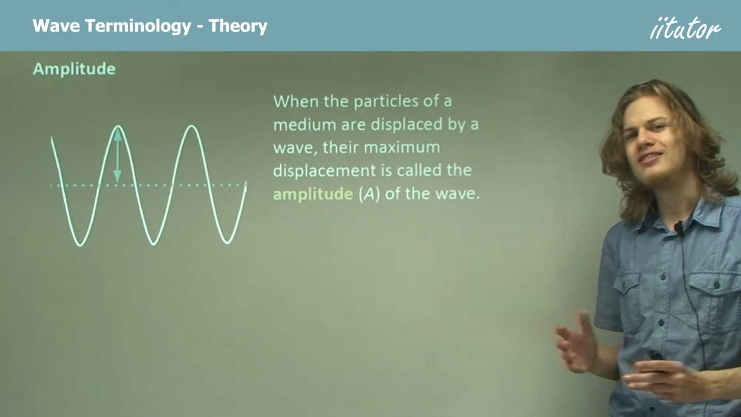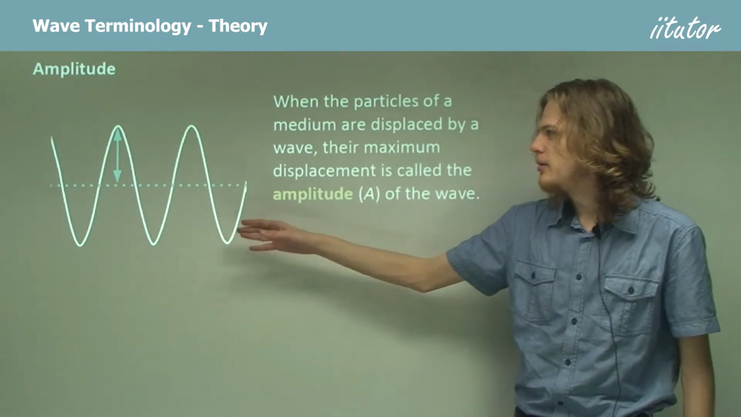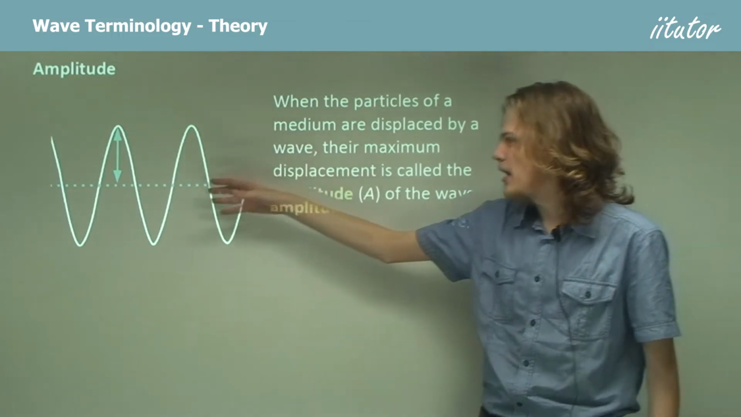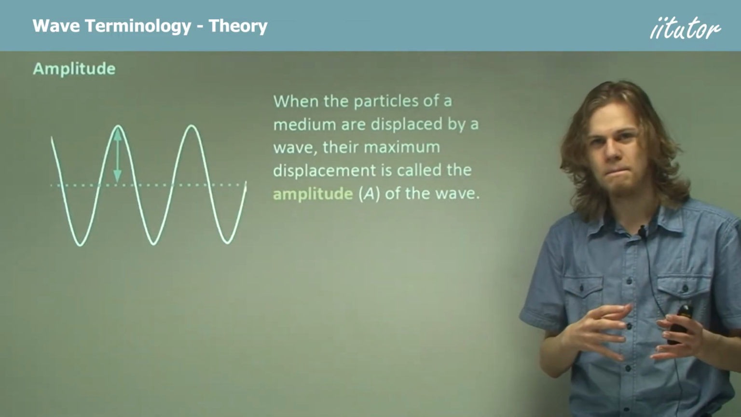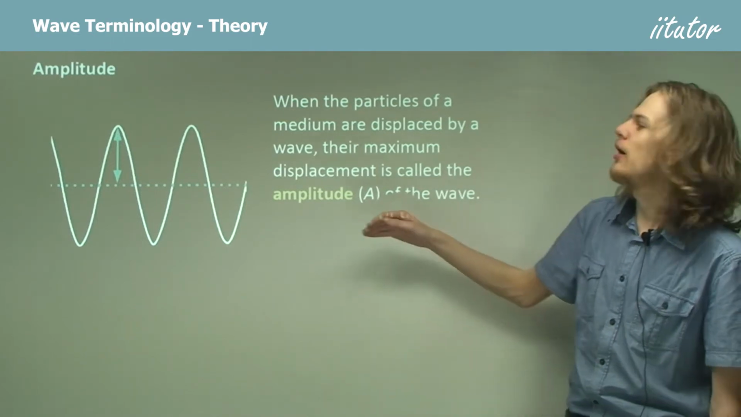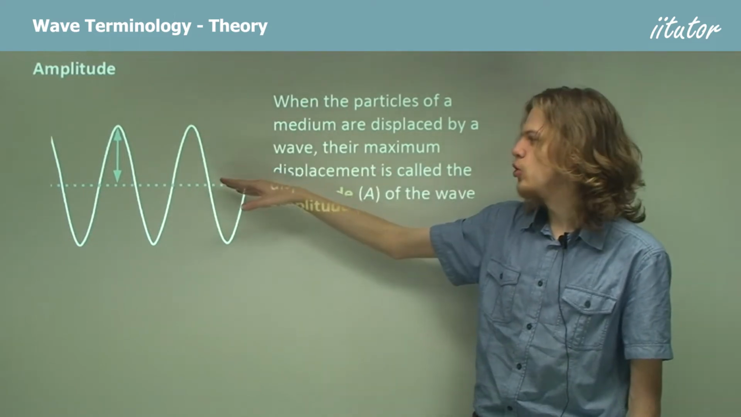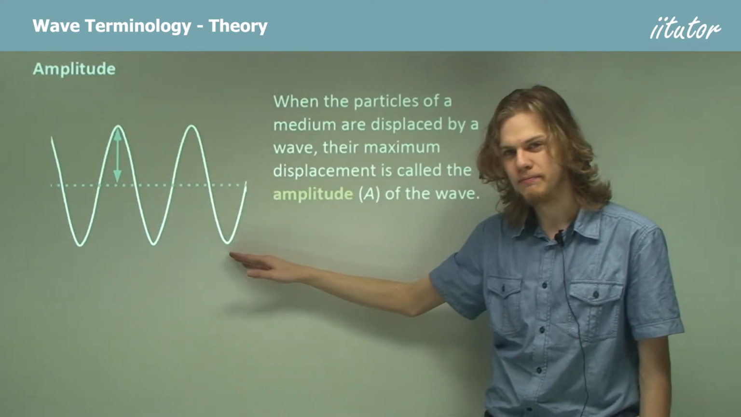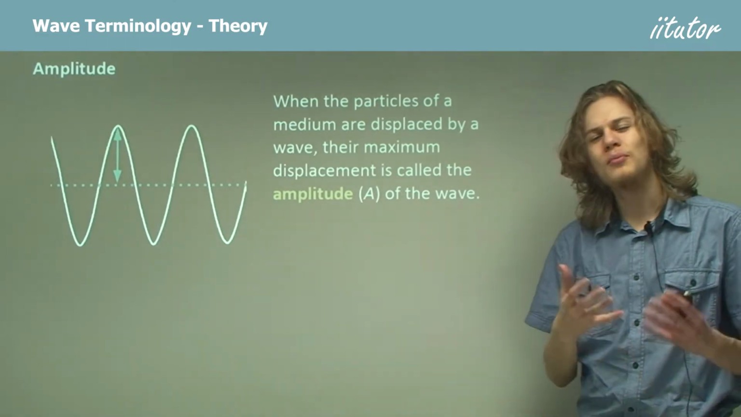Next thing we'll be talking about is amplitude. As we can see from this diagram over here, amplitude is the maximum displacement of a particle away from its rest position. So this is the amplitude of the wave. We can measure it by starting at the rest position and being displaced in the positive direction or being displaced in the negative direction. Either way, you're going to get the same answer because the wave is symmetrical around its rest position.